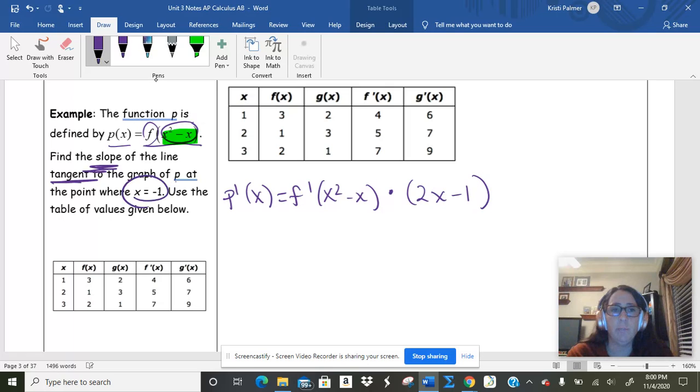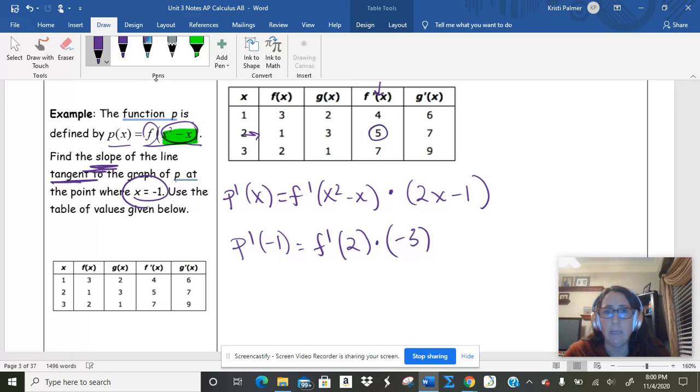So then it wants me to plug in a -1. So -1 squared is 1, minus a -1 is +1, so this would be f prime of 2, times 2 times -1 is -2, minus 1 is -3. So then I'm going to go to the f prime of the 2 and see that this is 5 times -3, which is -15.